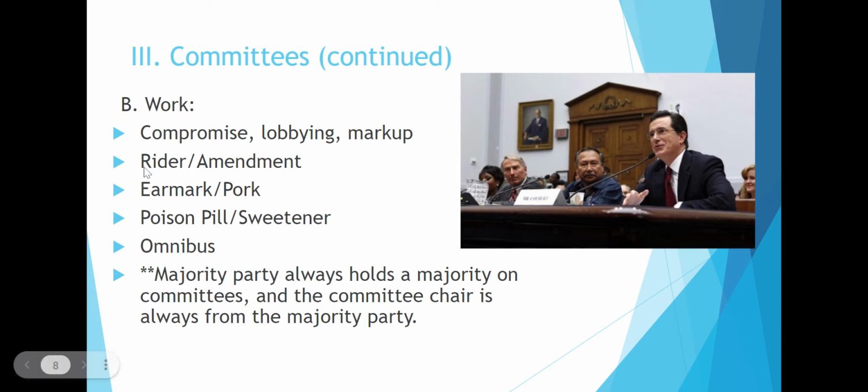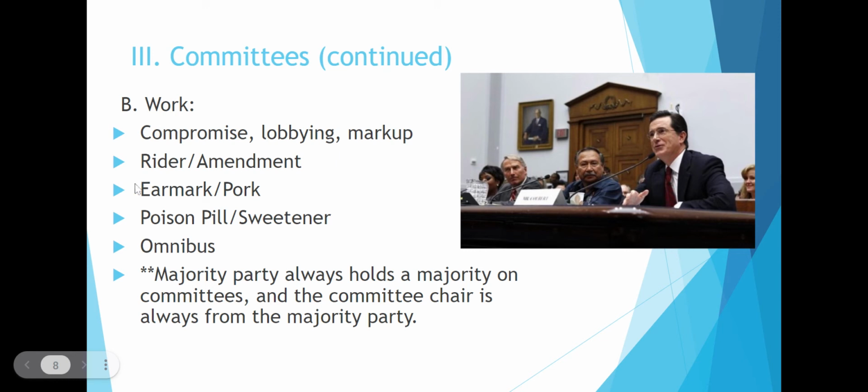Members of the committee might add something to a bill. So they might make an amendment. That's a change to a bill. Or they might add a rider, something extra to the bill that they're trying to slip through, basically. Maybe it's related to what's in the bill, maybe it's not, but it might be something a little bit extra, might be part of a compromise, part of a deal with the other party. Hey, if you'll include this, we'll actually vote for it and we'll help get it through committee.